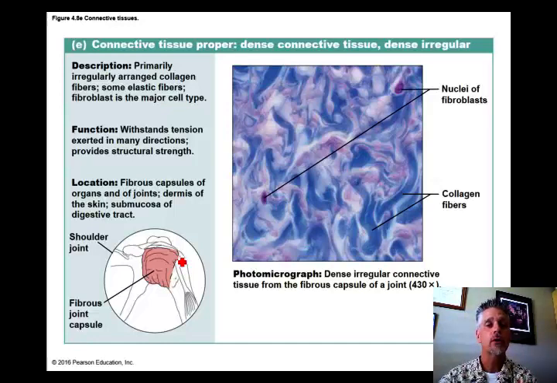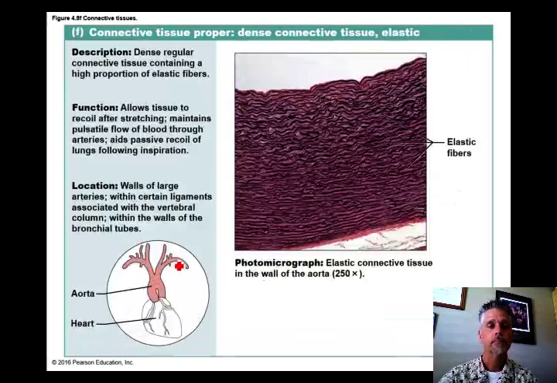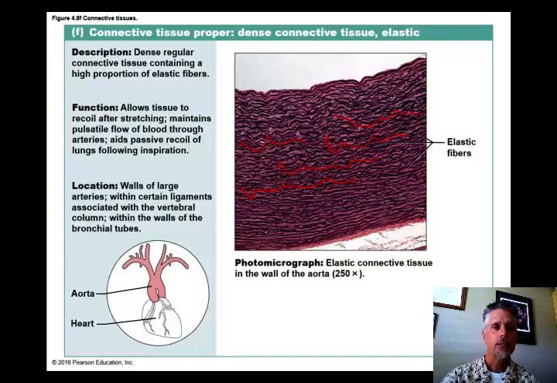A little bit stronger, but not like a strap like we see with the dense regular connective tissue of tendons and ligaments. Then we have elastic. Now elastic, you would imagine, needs to have a lot of flexibility to it. And that's what we see, a lot of wiggly little black elastic fibers through it, right? And so densely packed, but with elastic fibers, gives it more flexibility.